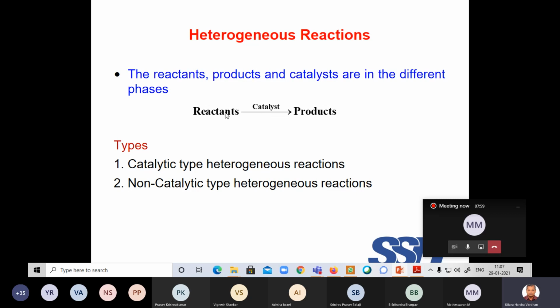With the catalyst, the reactions can happen as heterogeneous reactions. There are two types: catalytic and non-catalytic. Catalytic in the sense that reactants produce products in the presence of the catalyst, or reactants produce products in the absence of a catalyst. Both forms are heterogeneous. Heterogeneous in the sense that either the reactants or the products, at least more than one phase should be there. If everything is in the same phase, then we call it homogeneous.